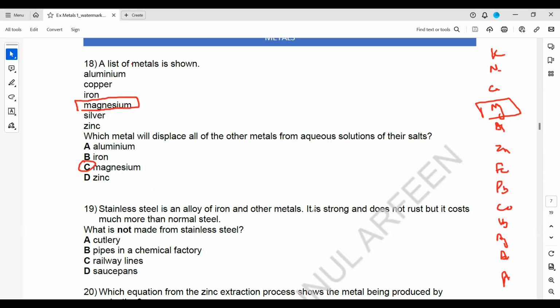Stainless steel: this is a similar question, which is not made from stainless steel. So railway lines are not, it's a repeated question. Railway lines are not made from stainless steel.